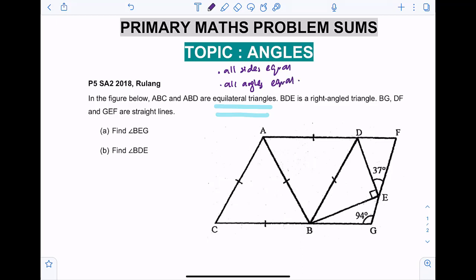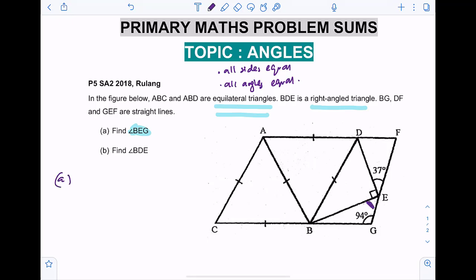Okay, so BDE is a right angled triangle over here, B to D to E. BG, DF and also GEF are straight lines. Find angle BEG. So BEG is this purple angle here.